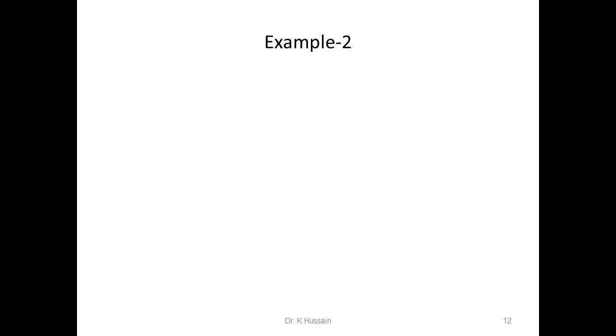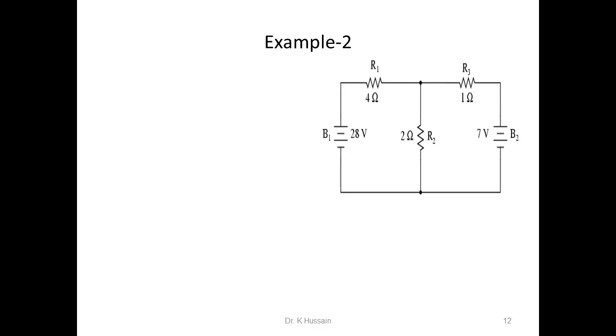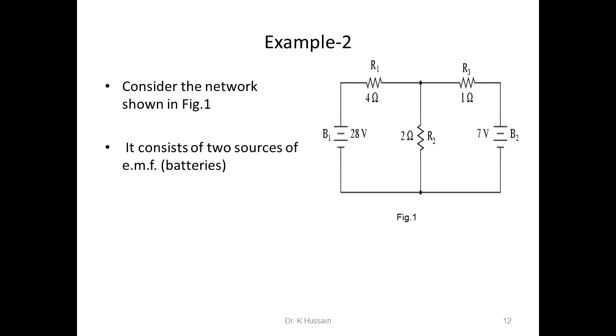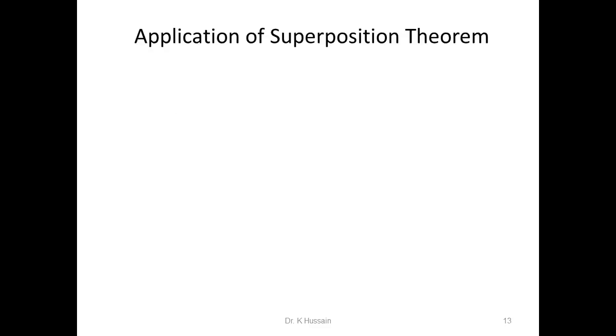Now we'll take another example. This is the circuit. Here also there are two sources, and both are DC voltage sources. In the previous case I took one current source and one voltage source, but here both are voltage sources. Here again you have to find the value. Consider the network shown in the figure.